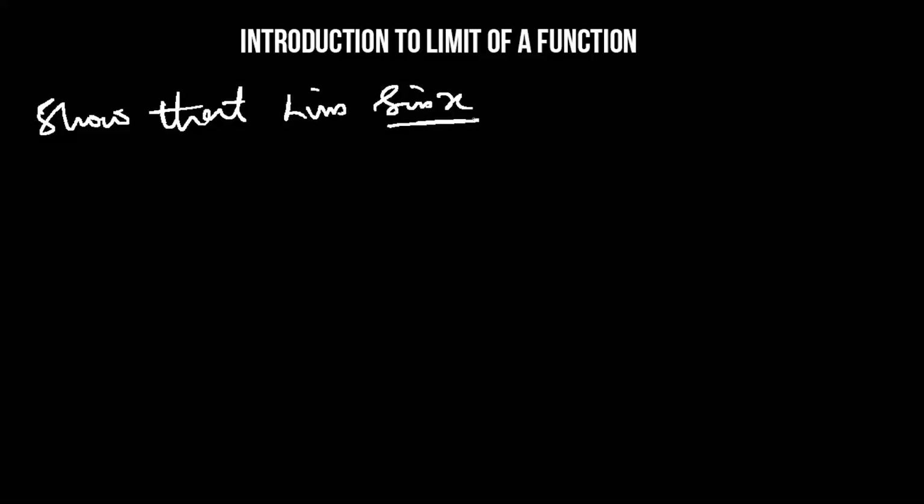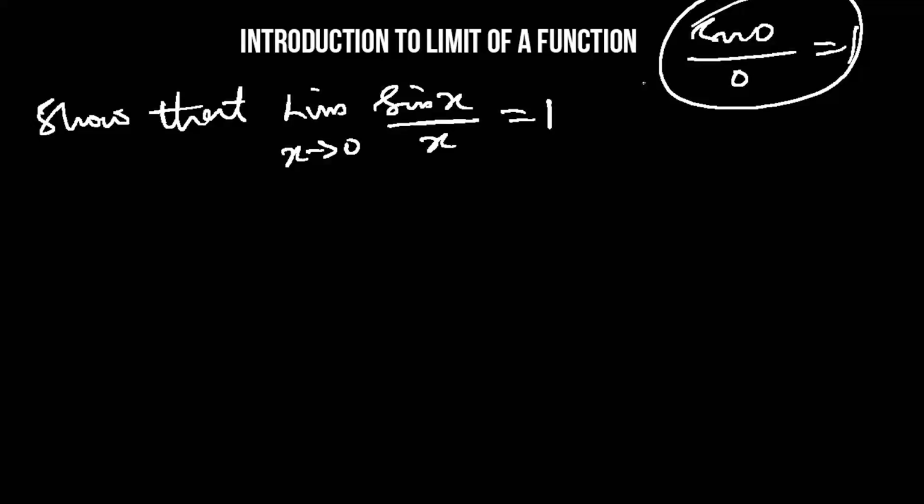Now, the question here says show that the limit of sine of x all over x as x tends to 0 is equal to 1. If you're asked to show that sine x over x as x tends to 0 is equal to 1, what this simply means is that sine of 0 over 0 is 1. In case you see somebody tell you that, the person is actually right.